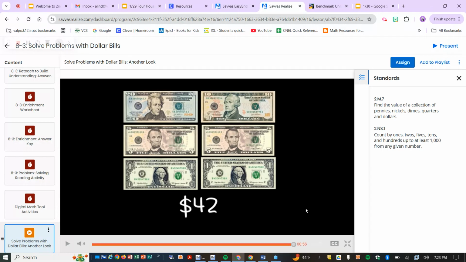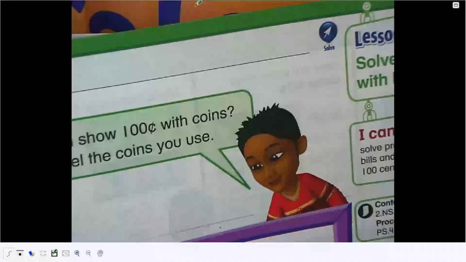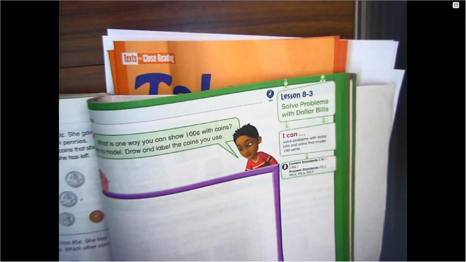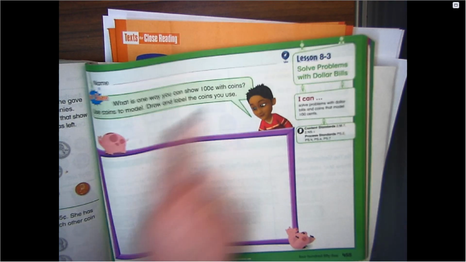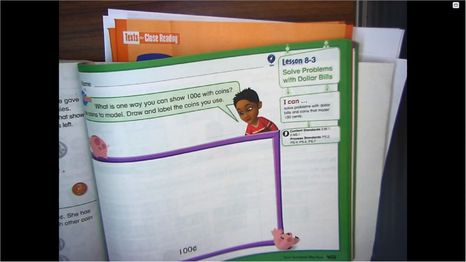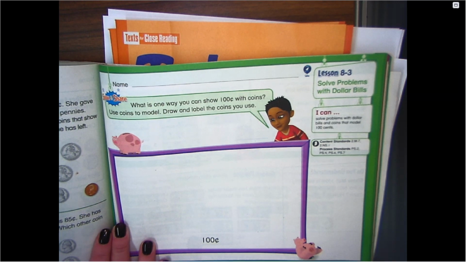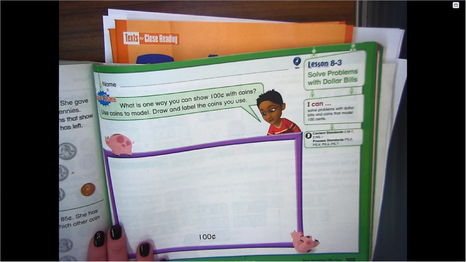I will meet you in your math book on page 455. See you there. All right. We are on page 455. Does that feel like the right page? Yep, lesson 8.3, solve problems with dollar bills. What is one way you can show 100 cents with coins? Use coins to model, draw and label the coins that you use.